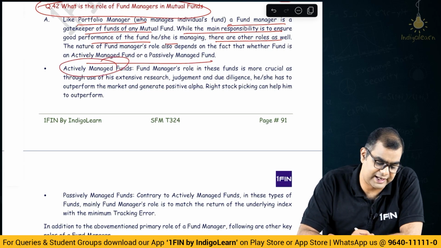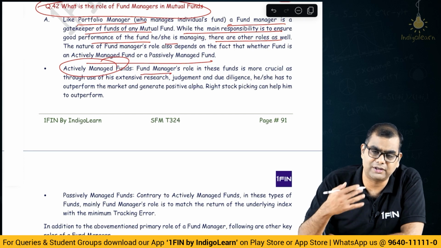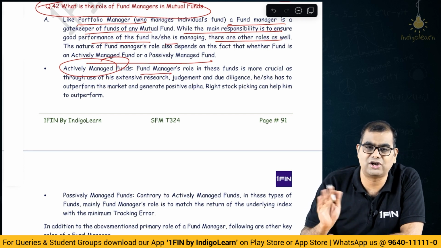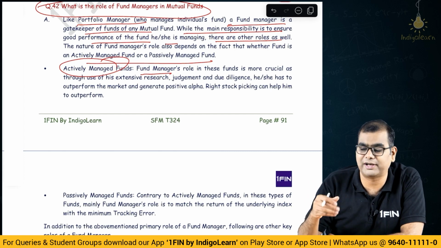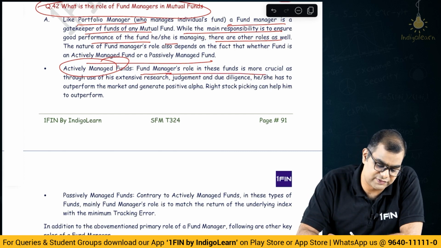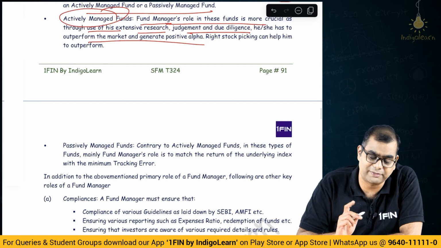Now, what is an active fund? In an active fund, basically the fund manager takes decisions. He is not benchmarked, he is not following an index. He tries to beat an index by doing active management, buying and selling securities. The fund manager's role in these funds is more crucial, as with the use of his extensive research, judgment and due diligence, he has to outperform the market and generate a positive alpha. Right stock picking can help them.